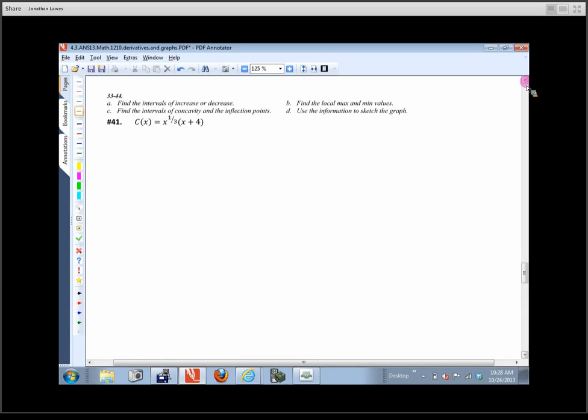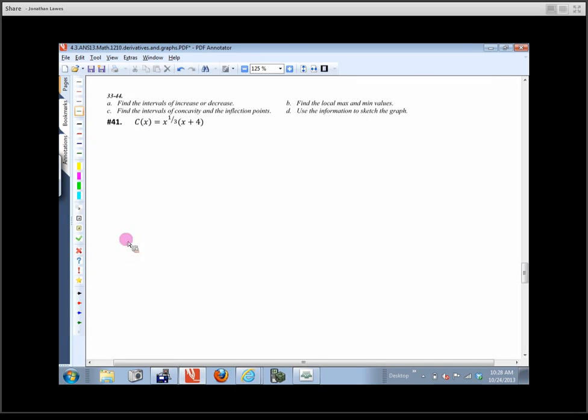Finding the derivatives on these is going to be pretty easy. So let's take a look at this one. It says find intervals of increase or decrease, just like the last problem. Find the local maximum and minimum values, so we'd actually have to find the x value and the y value there. Intervals of concavity and inflection points, and then we want to sketch the graph. Okay, so let's take a look at this.